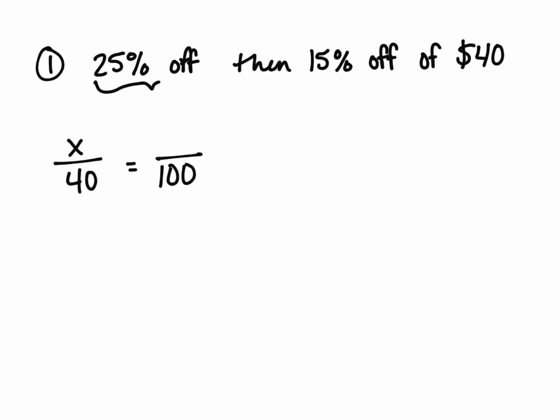If it is 25% off, that means that we are paying for 75% of it. So since percents are out of 100, we do 75 over 100. Then we are going to cross multiply and divide. So you can do that part on your calculator and you should get the part is 30.